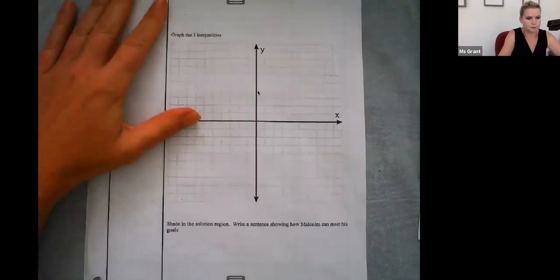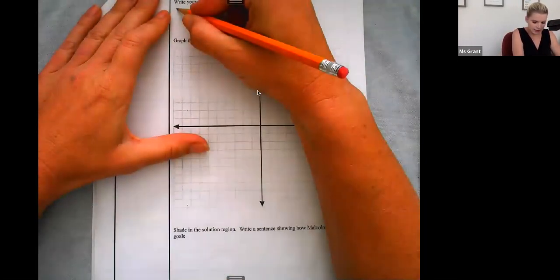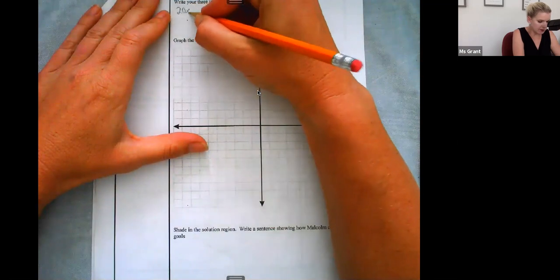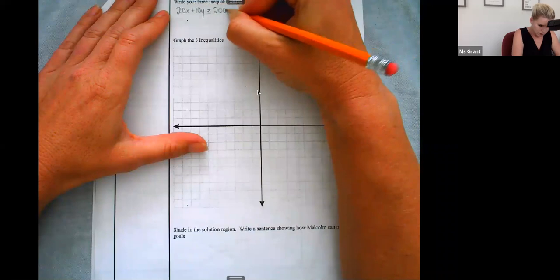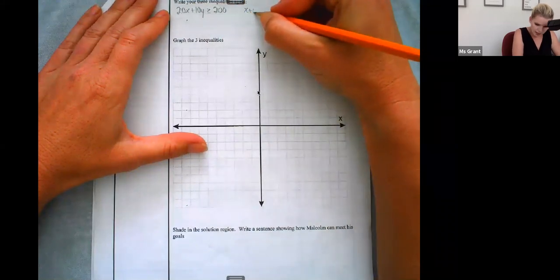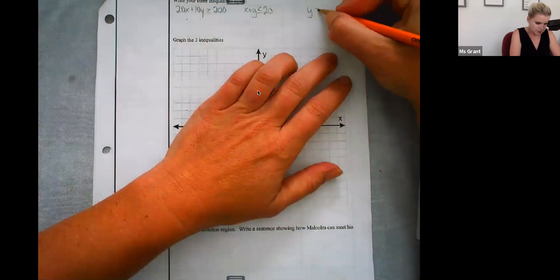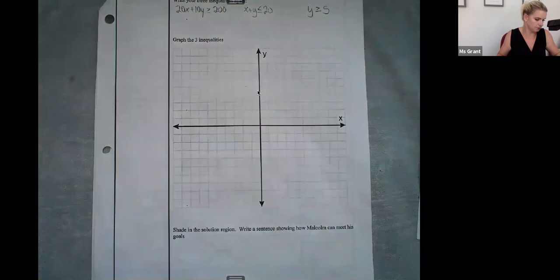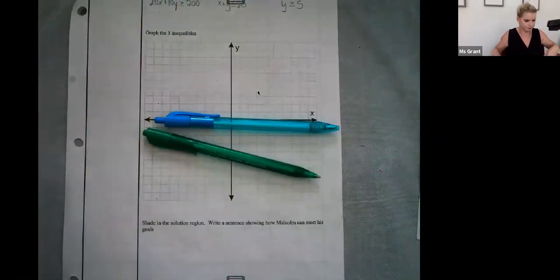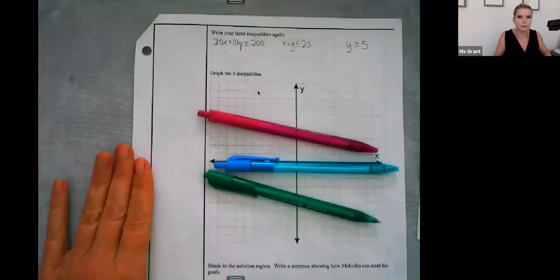All right, here we go. I'm going to write them spread out, and I recommend you do the same. X plus Y is less than or equal to 20. Y is greater than or equal to 5. Okay, I'm going to do 3 colors. Green, blue, pink. Okay, here we go. Sorry, now you can see it.